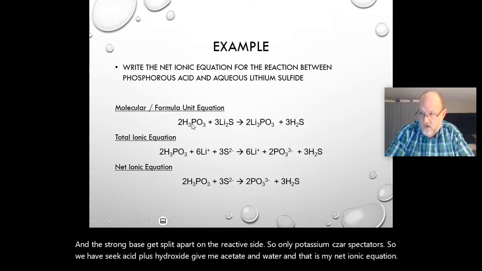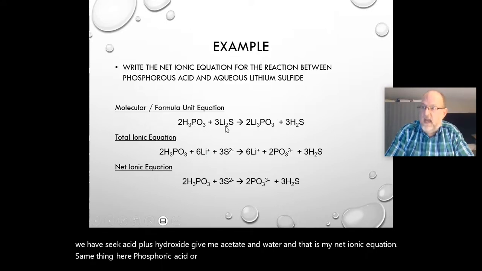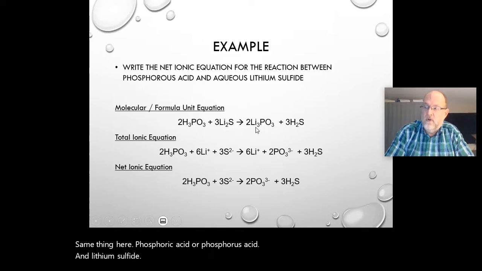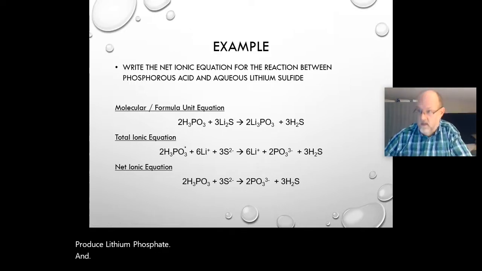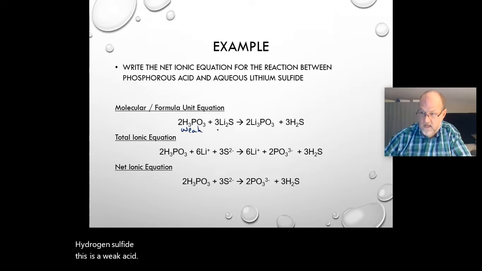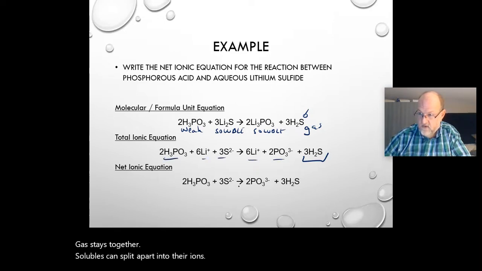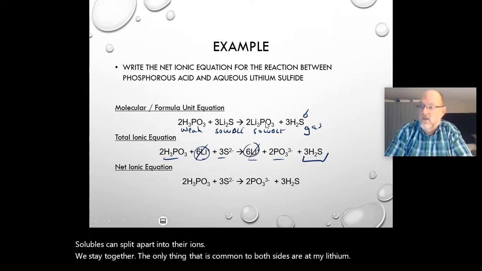Same thing here. Phosphorous acid and lithium sulfide produce lithium phosphate and hydrogen sulfide. This is a weak acid. This is soluble. This is soluble. And this is a gas. Gas stays together. Solubles get split apart into their ions. Weaks stay together. The only thing that is common on both sides are my lithiums. So I get to cancel those out.